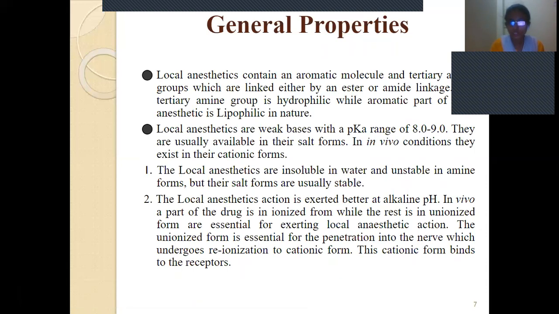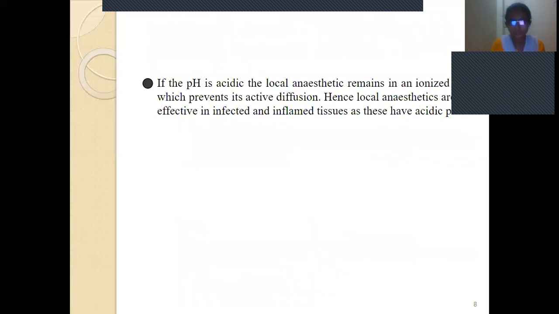In vivo, part of the drug in the ionized form, while the rest in the unionized form, is essential for exerting local anesthetic action. The unionized form is essential for penetration into the nerve, where it undergoes reionization to the cationic form, and this cationic form binds to the receptors. If the pH is acidic, the local anesthetic remains in ionized form, which prevents diffusion. Therefore local anesthetics are less effective in infected and inflamed tissues, as they have an acidic pH.